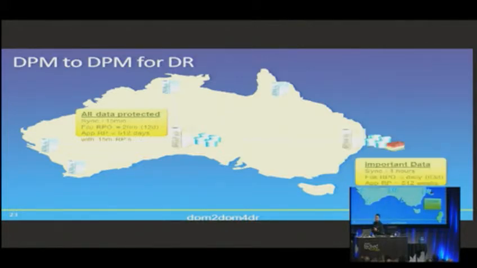When you want to do recovery for disaster recovery, here's the fun part. All you're going to do is put a DPM agent on the primary DPM server and then point it at another DPM server. That's it. We handle everything else. Let's take a look at what that really looks like.